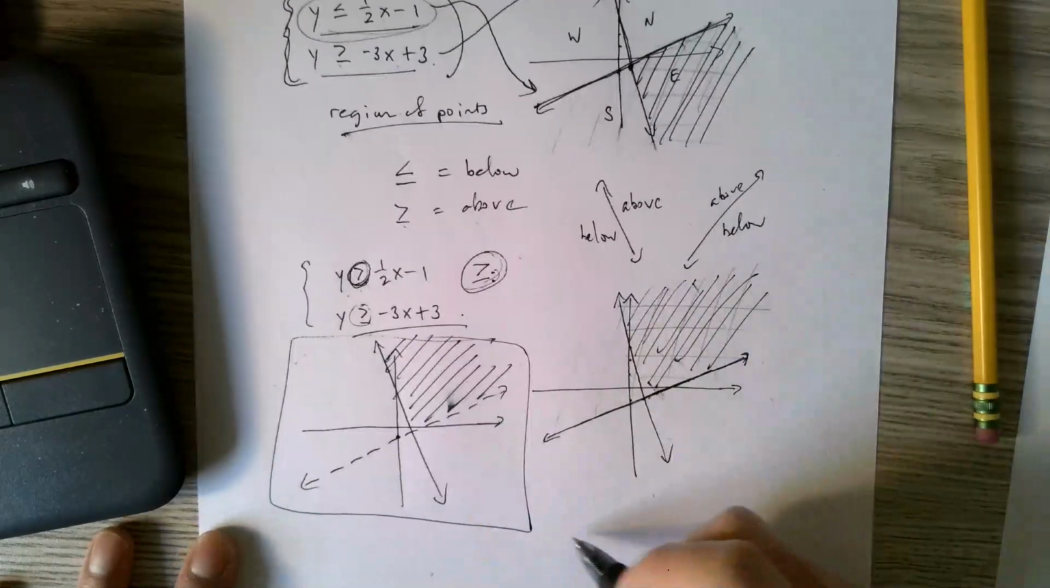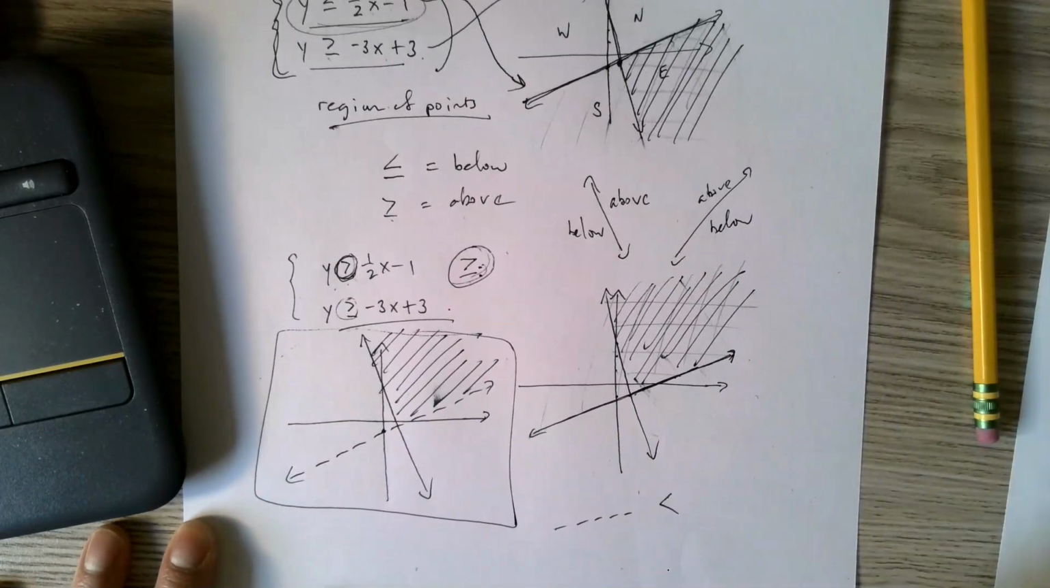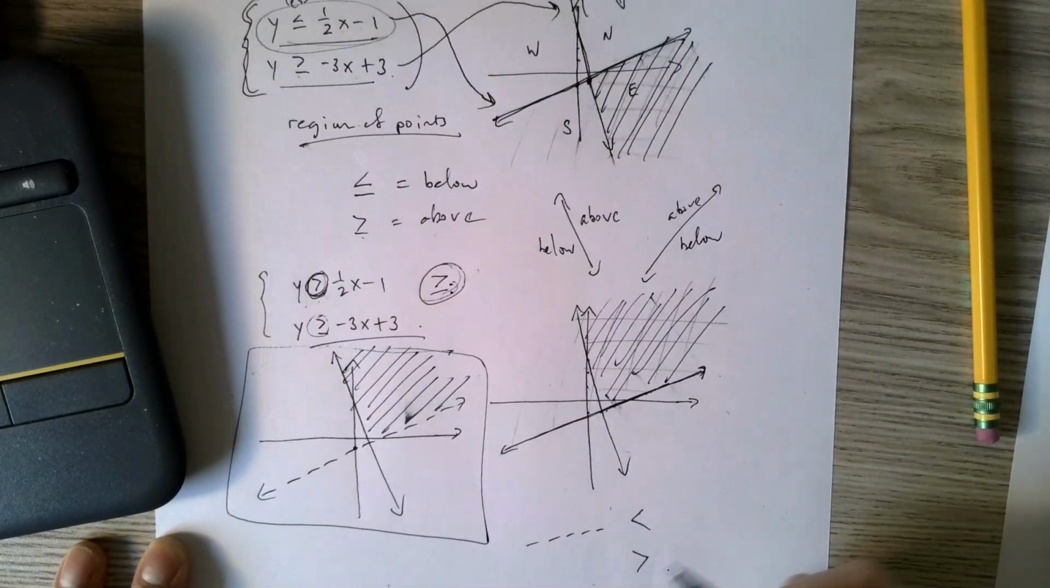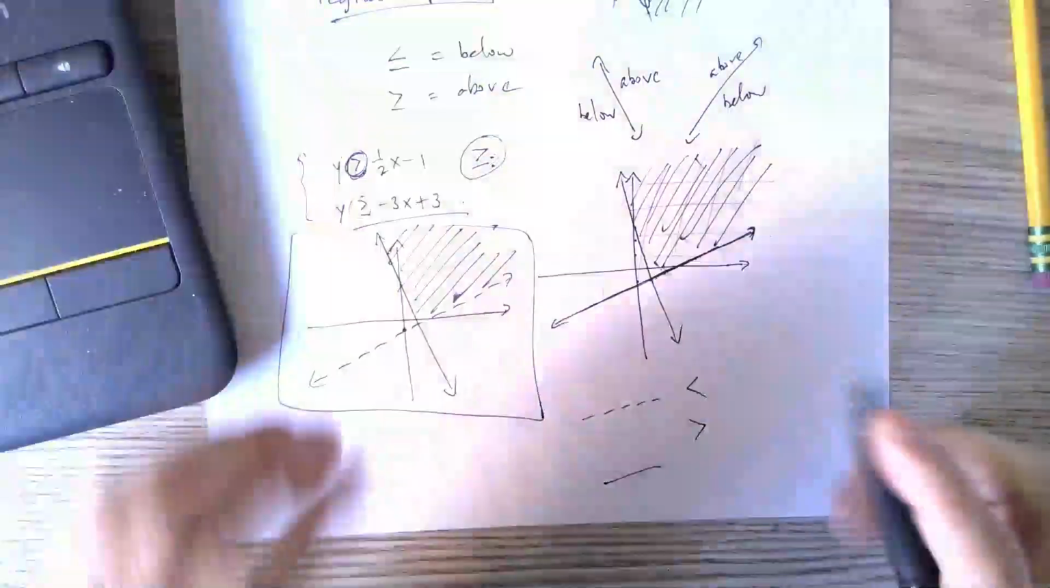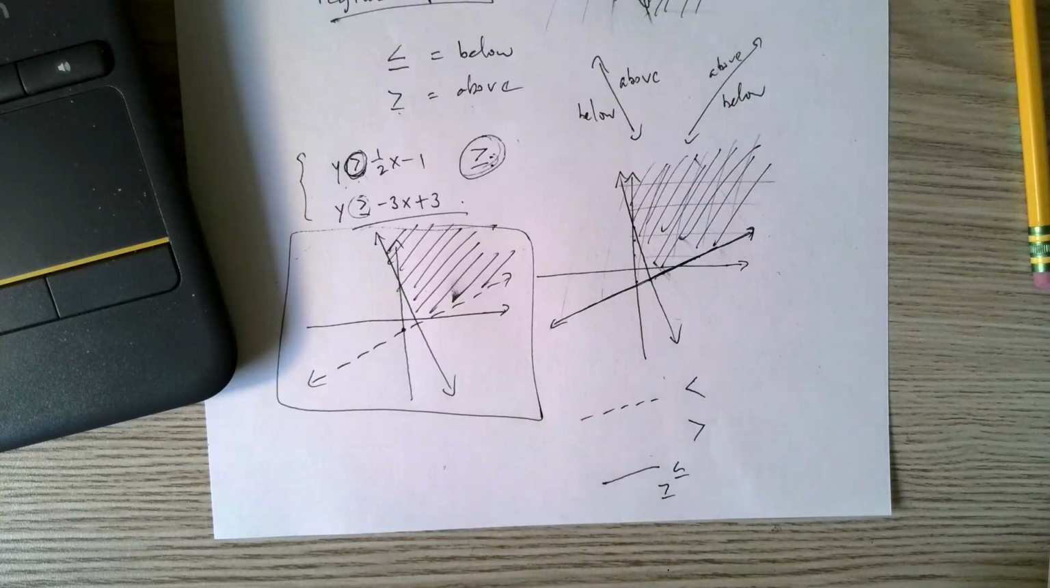Okay, so remember, dotted line for less than or greater than. Use solid line for less than or equal to or greater than or equal to.